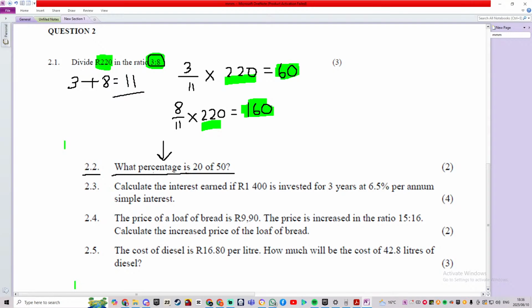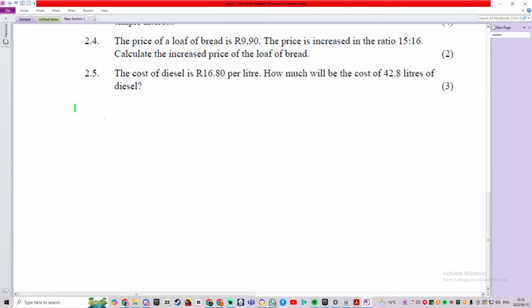It's almost like for your test. It's almost like they are asking you what percentage you got for your maths. If you got 20 out of 50 for your maths test, what is your percentage? Okay, so we're going to say 20 over 50 and then you multiply by 100. You get an answer there.